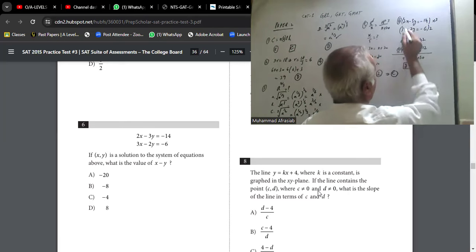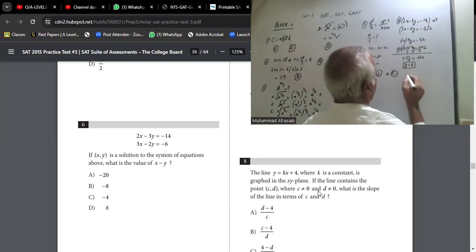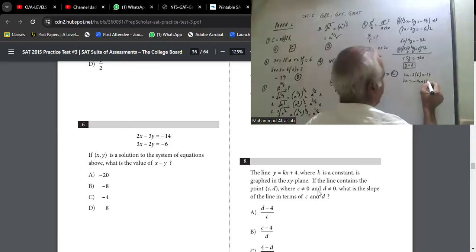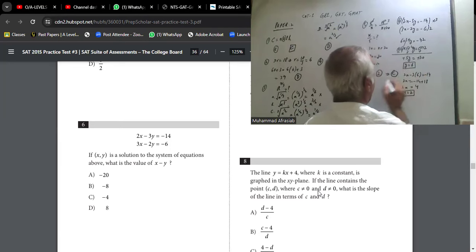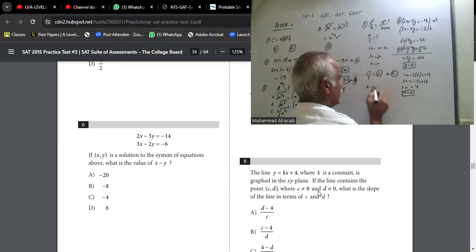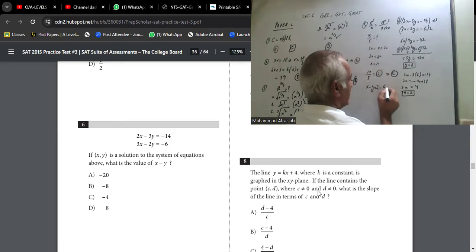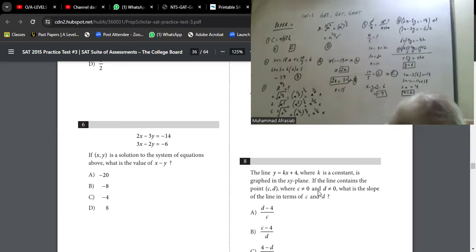We can substitute the value in either equation 1 or 2. So 2x minus 3 times y, where y is 6, is equal to minus 14. 2x is equal to minus 14 plus 18, that is equal to 4, or x is equal to 2. And we have to get the value of x minus y. So x is 2, y is 6 there. So that value is equal to minus 4. So minus 4 is the answer, part C.